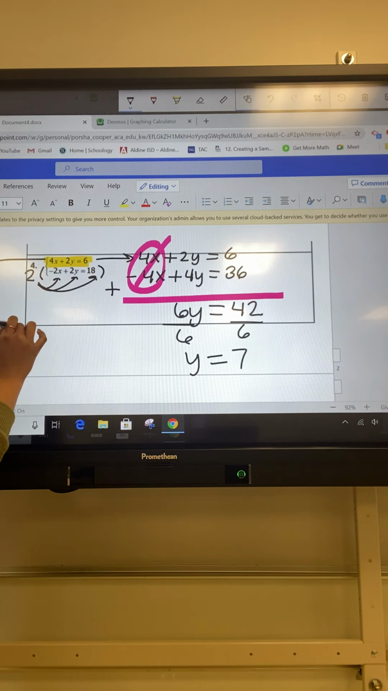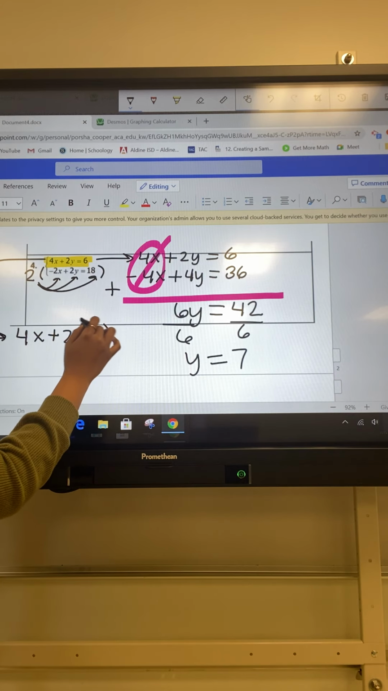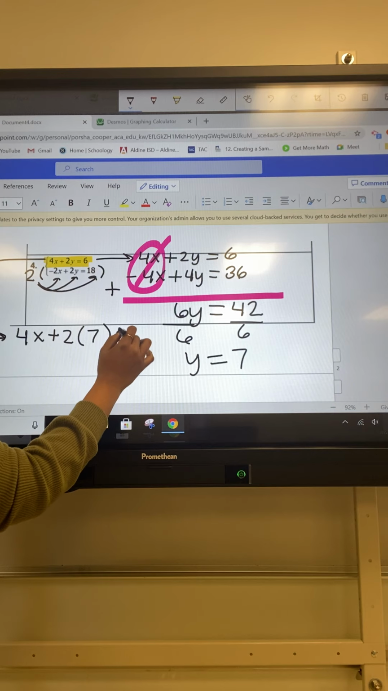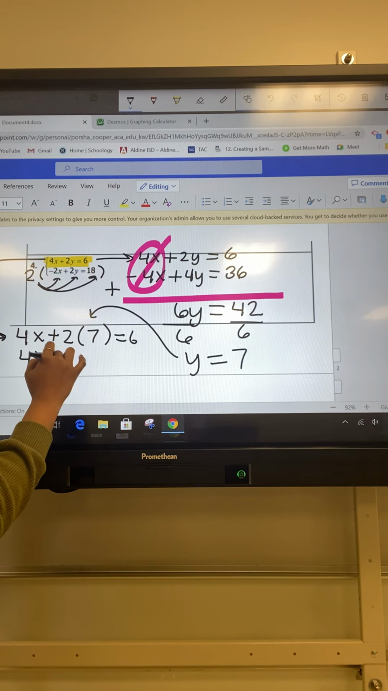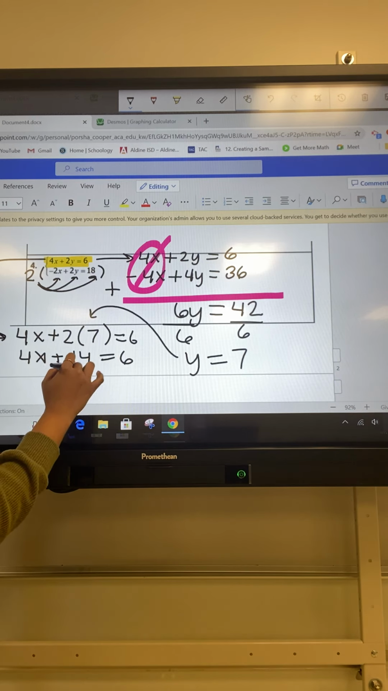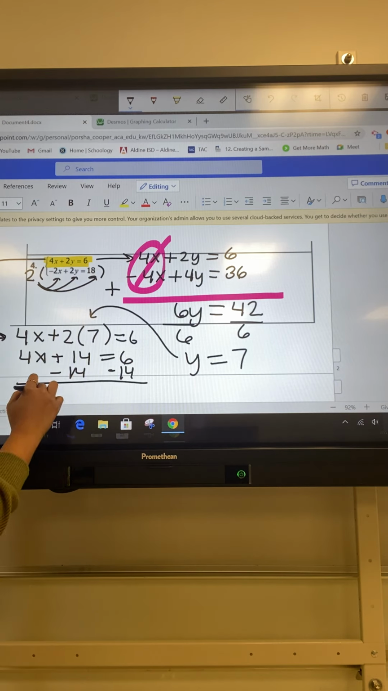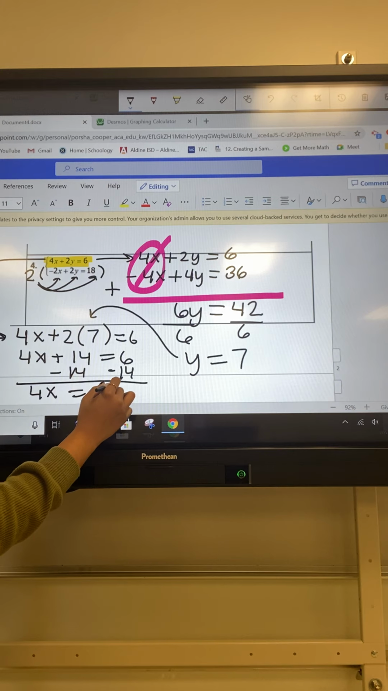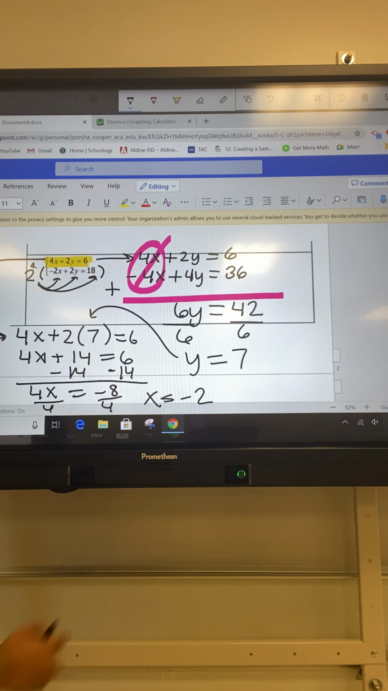I'm going to bring this down here. It's going to be 4x plus 2, and I'm going to take out y and plug in 7 equals 6. So this y, I plugged it in right there for 7. So I get 4x plus 14 equals 6. And then we just have a two-step equation. So let's get rid of that 14. And then we divide by 4. So we're going to end up with x is equal to -2.